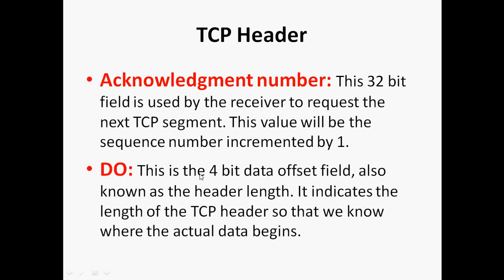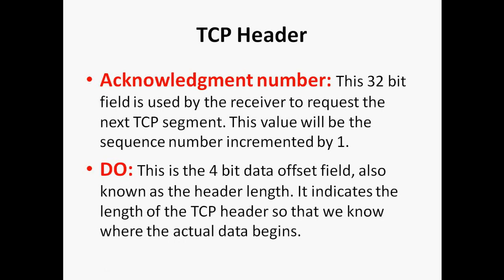This is the 4-bit data offset field, also known as header length. It indicates the length of the TCP header so that we know where the actual data begins. The DO is the data offset, so it indicates the header length. It looks the same as the IP version 4 header. This is a 4-bit field, so the binary representation is 0 to 15. The minimum TCP header is 20 bytes and the maximum is 60 bytes.